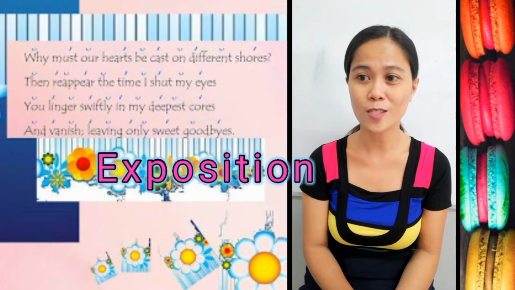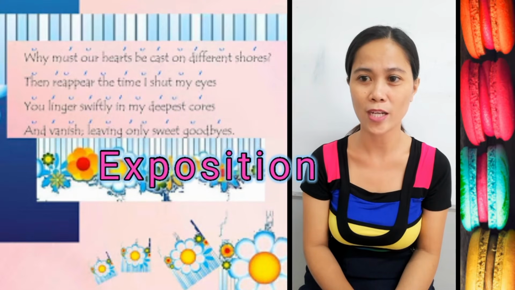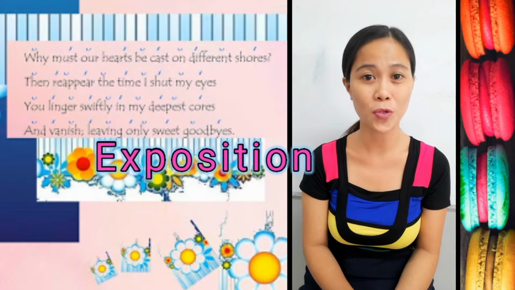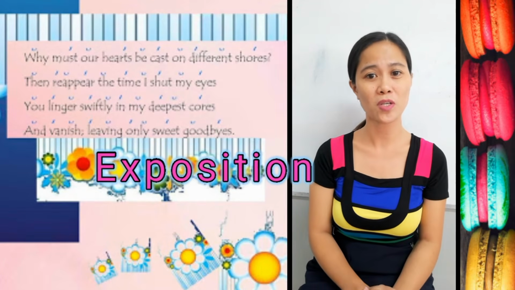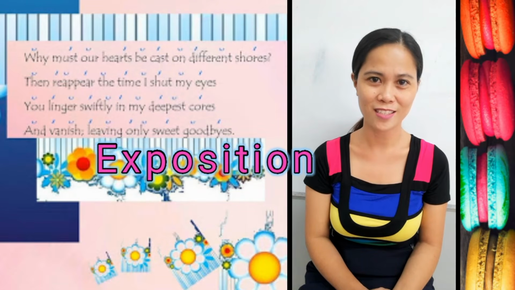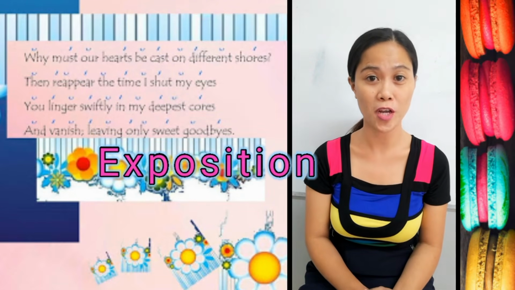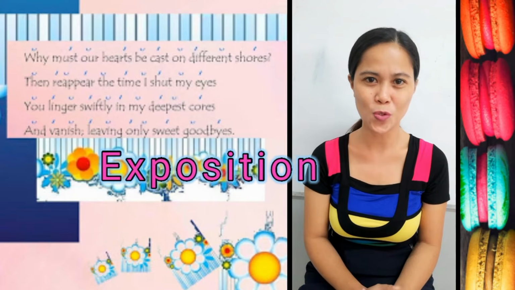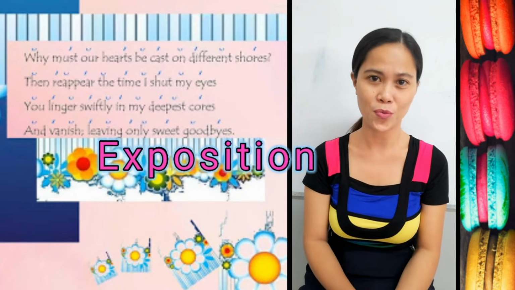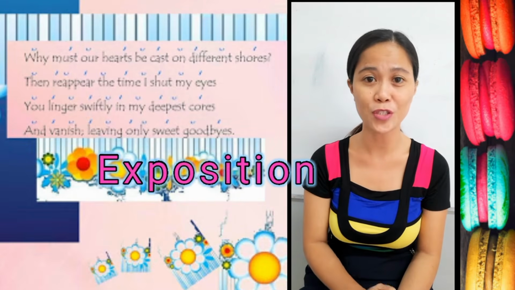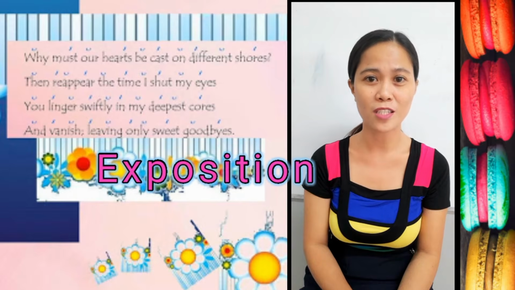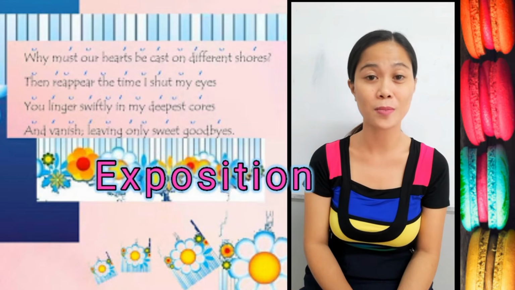Okay, so it starts with a rhetorical question actually. Why must our hearts be cast on different shores? That's a rhetorical question. What is a rhetorical question? That is a question which does not need to be answered. So it's a technique used by writers to stir some sort of curiosity among the readers. So just the first line, you'd know that there are 2 hearts, 2 lovers on different shores. So they are in different places.